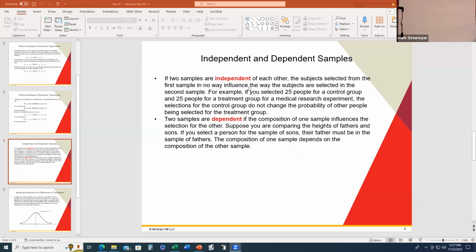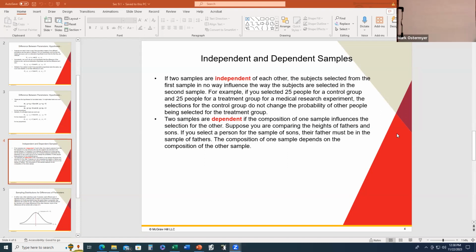Now, if two samples are independent of each other, then the subject selected from sample one in no way influences the outcome of what is selected from the second sample, and vice versa. Sometimes samples, however, are dependent, in which case what is selected from the first sample does influence what is selected from the second sample.